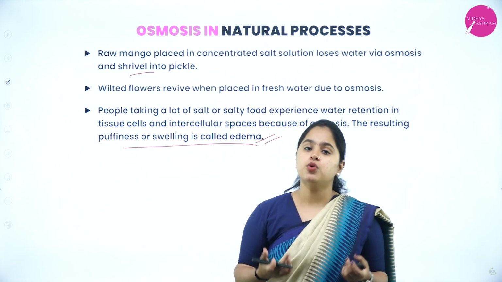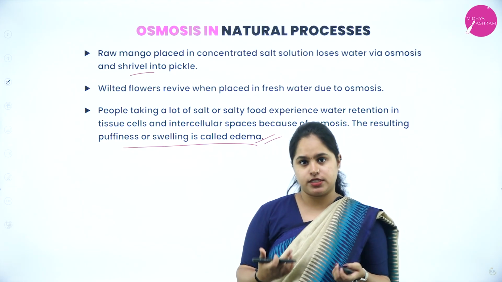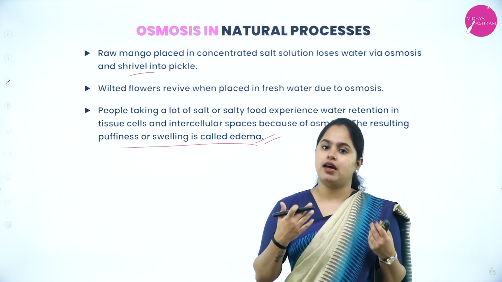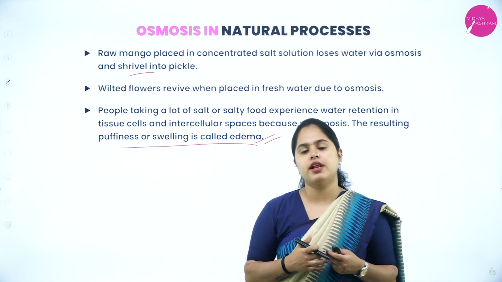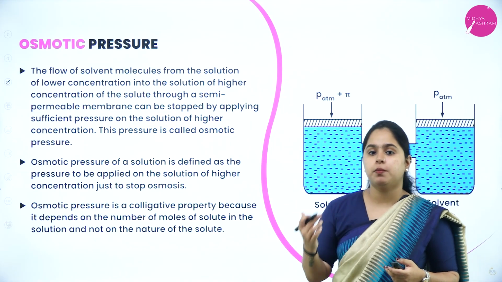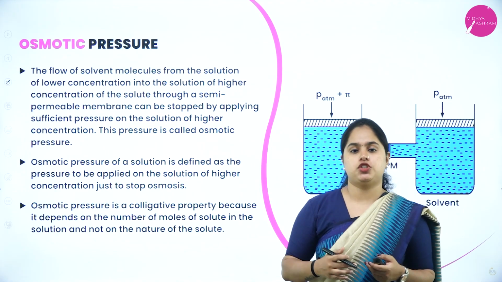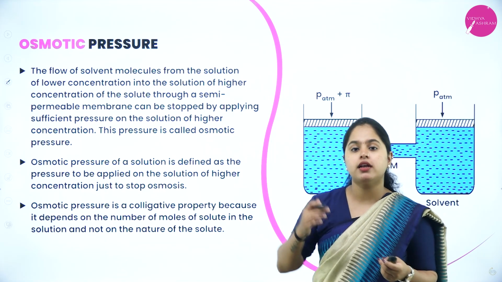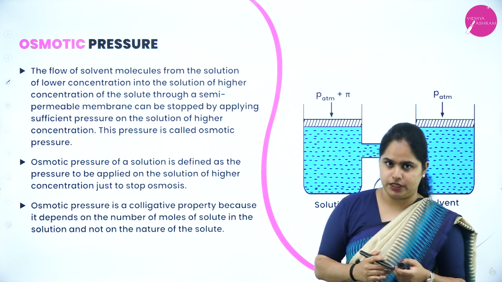So these are a few natural processes in which you can see osmosis. It's not just three, there are many other applications as well, right? So I hope osmosis is clear. Now moving on to osmotic pressure, which is the next colligative property. So osmosis is clear. Now let's understand what is osmotic pressure.